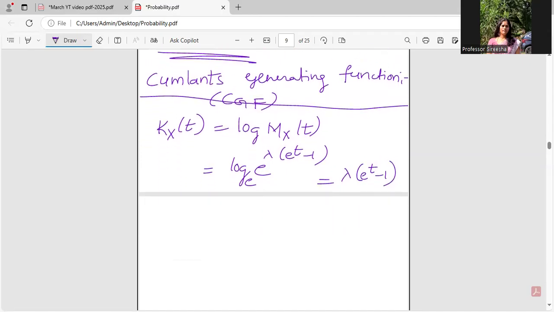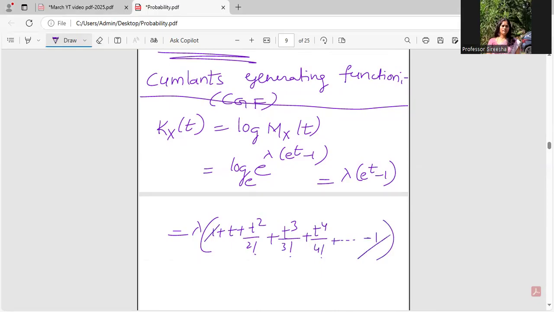Expand lambda into the e power t expansion. I know 1 plus t plus t squared by 2 factorial, and so on. Don't worry, it's factorial always for e power x. There's a minus 1 as well, so this plus 1 and minus 1 get cancelled off. Lambda into t plus t squared by 2 factorial plus t cube by 3 factorial plus t power 4 by 4 factorial and so on. It goes on.